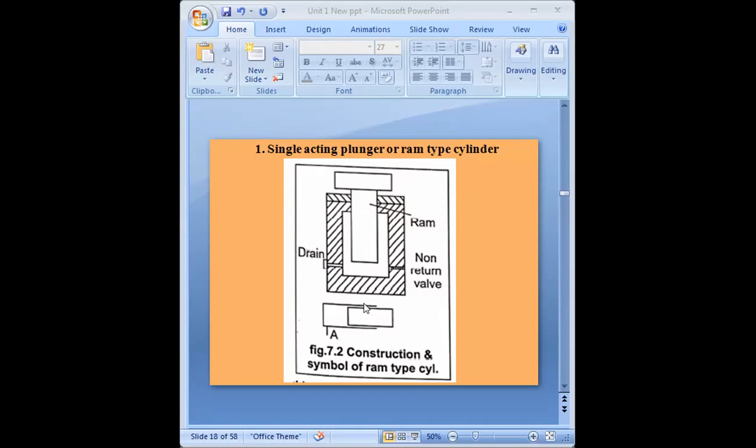And here you can also see the standard ISO symbol for this single acting plunger or ram type cylinder. It is indicated by this one. You can see the cylinder is there, and A means this is the inlet port. Through that you can take fluid inside. This is the ram. So this is the symbol for a single acting plunger or ram type cylinder. Getting it?